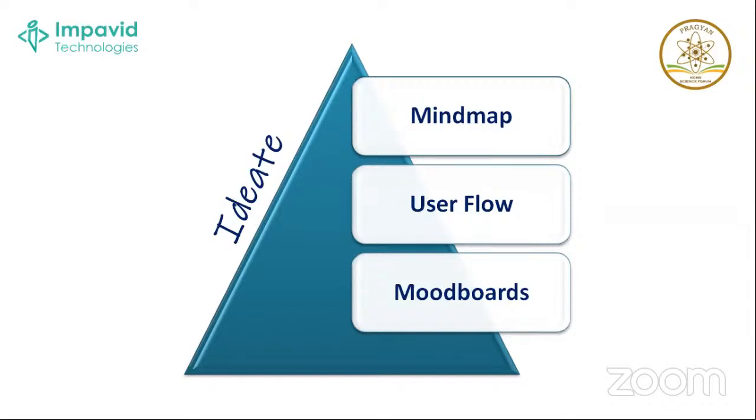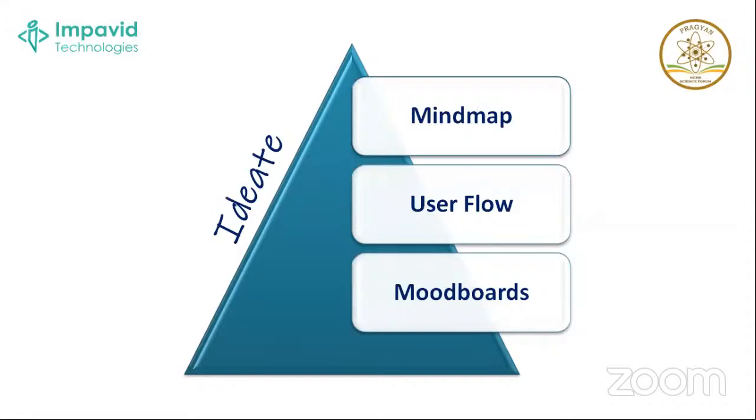To develop an idea, we have a few steps and a few tools which will help you. Usually, we take a paper and a pen and start scribbling whatever ideas we get. But for user interface and user experience, we do have some tools. I will show you examples of those tools. First and foremost, once you have an idea, you create a mind map, then you create a user flow, and then you go for mood boards. So we have three different stages here.